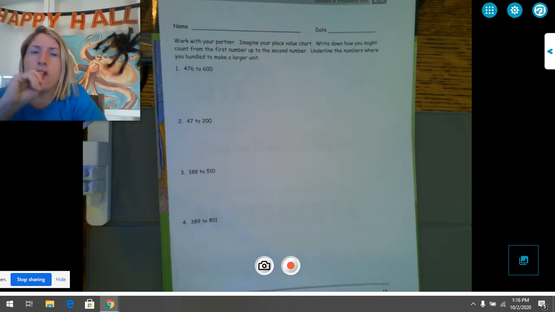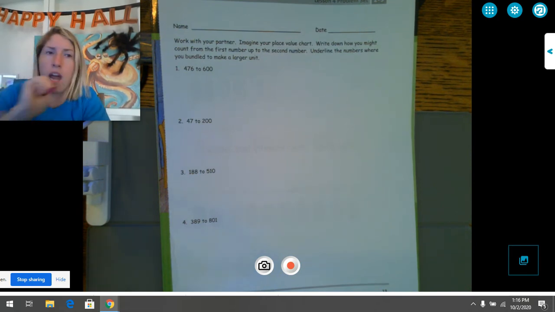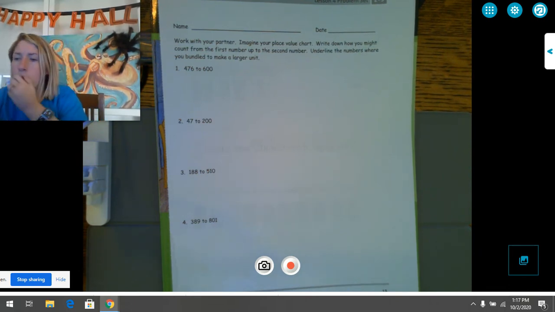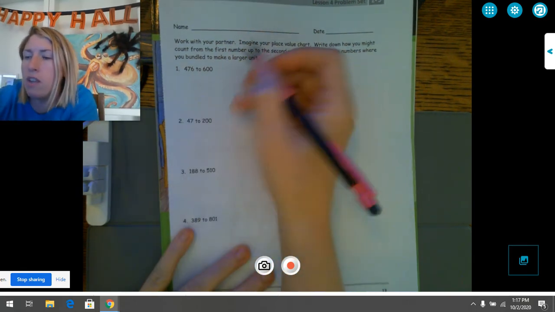They want us to underline the numbers where we bundle to make a larger unit. So if we're counting by ones and we're going to switch to count by tens, we're going to underline where we switch and start counting by tens instead of ones. Or when we start counting by hundreds instead of tens, we'll underline where we switched from tens to hundreds, okay? So we're going to start at 476 here.